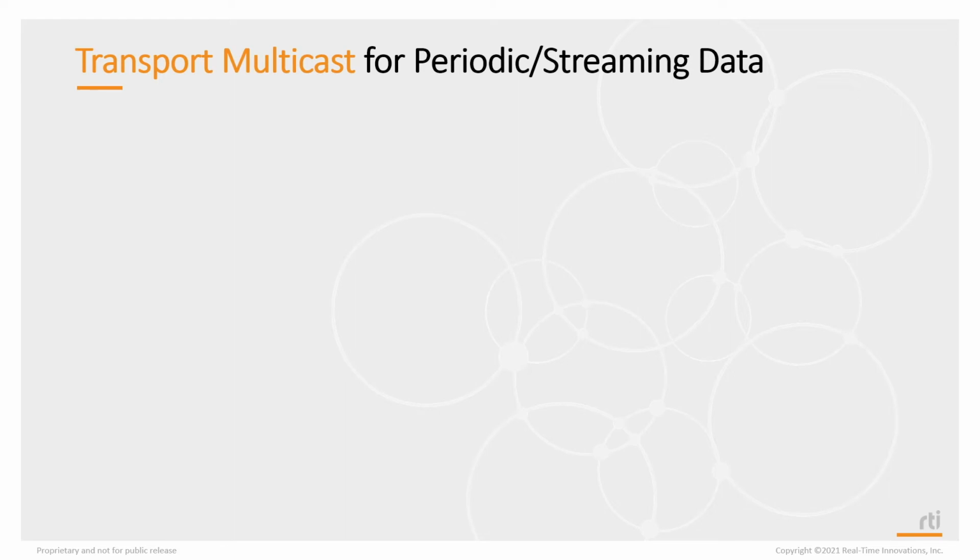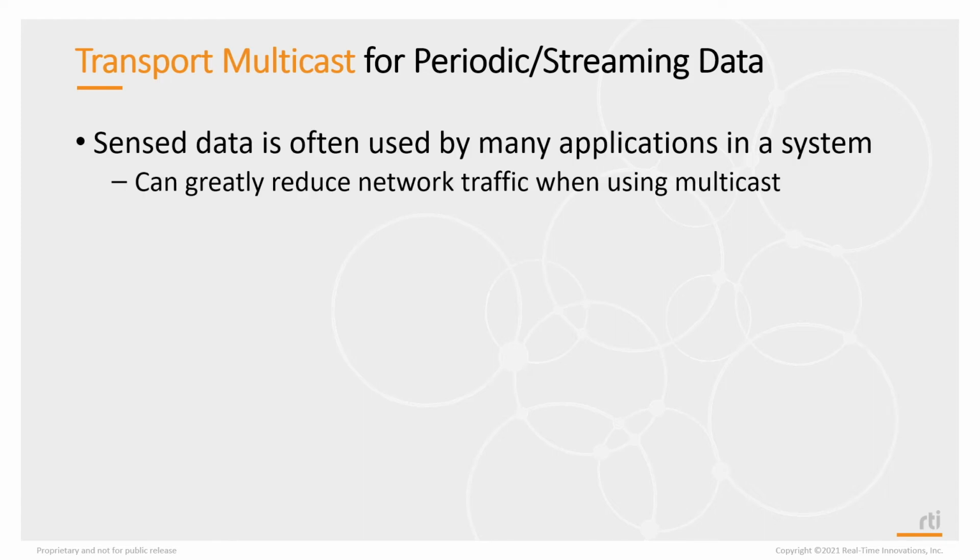So, why did we bring up the Transport Multicast QoS policy for the periodic streaming data use case? Well, because the most common data that's used by many applications in a system, as in the same data stream that's used by many applications in the system, is sensed data. And sensed data is usually the periodic or streaming data. So you could really reduce your network traffic when you're sending sensor data using multicast.